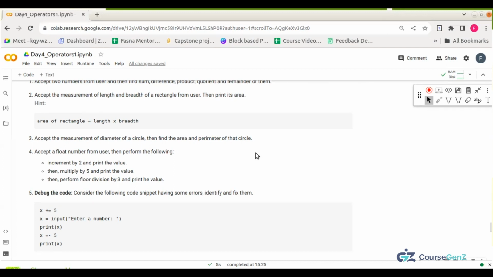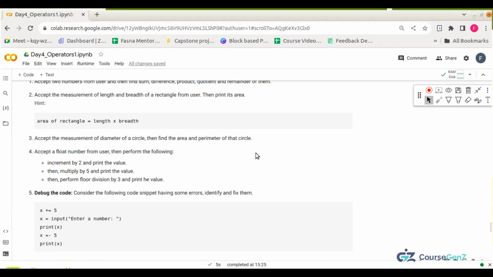So increment by 2 and print the value. So how can we increment by 2? Very good. So we can do plus equal to 2. So it will be incrementing by 2. Then multiply by 5 and print the value. How can we multiply? Star equal to 5. Very good. You have to print all these values also. Then perform float division by 2. How can we do float division? Guess: divided by equal to 3.